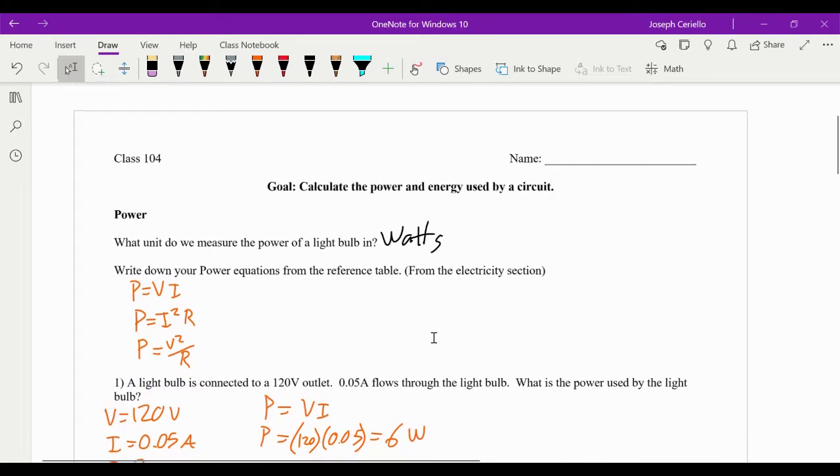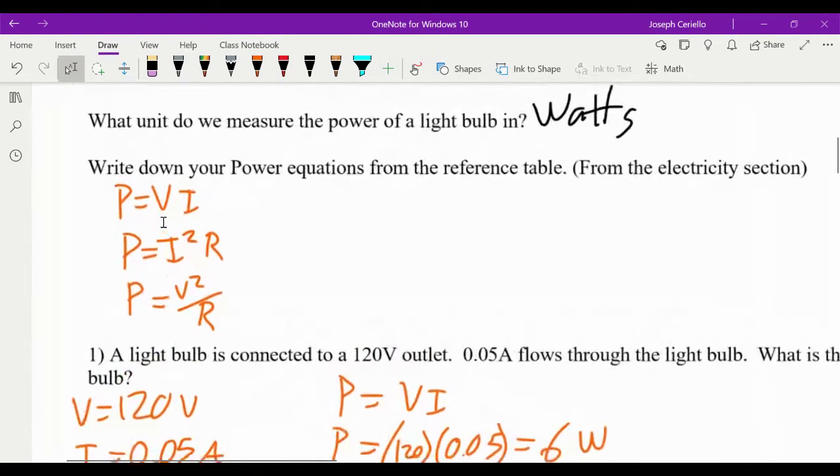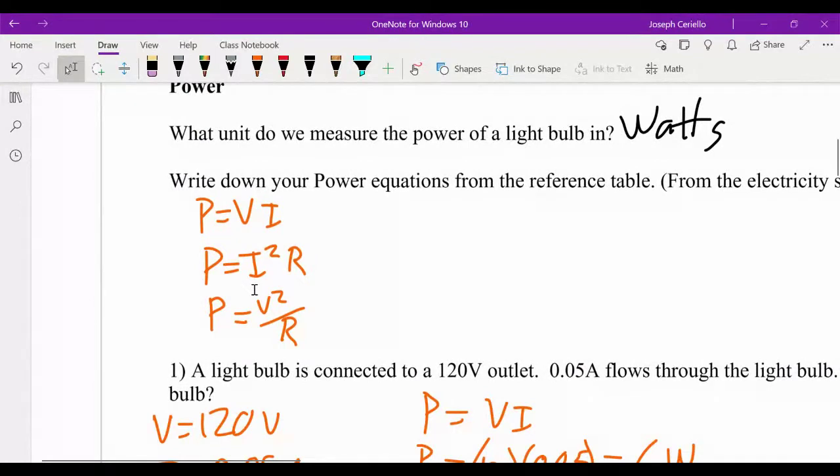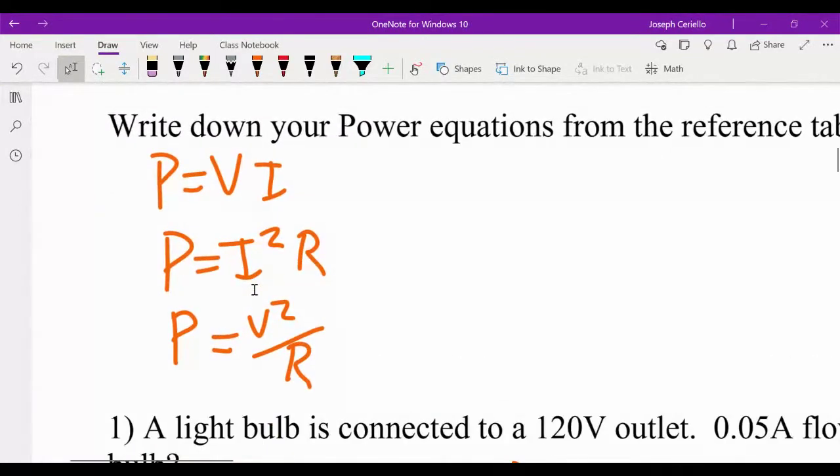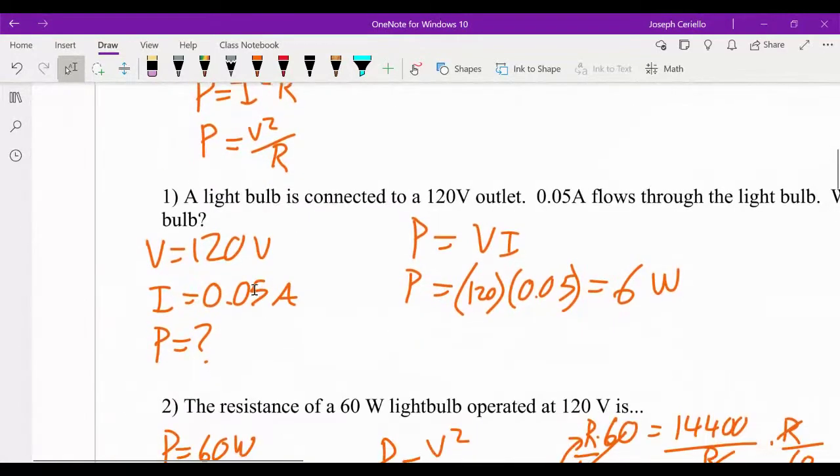All right, so I'm not going to go through all the math here because the math is pretty easy, but these are our power equations. Make sure you know where to find them on your reference table. Basically, power is equal to voltage times current, or current squared times resistance, or voltage squared divided by resistance.